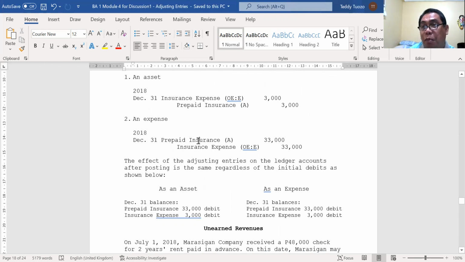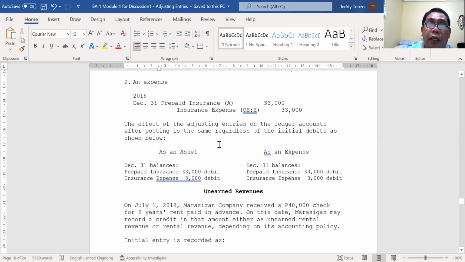The entire amount cannot be expense. Okay, because only at the end of the year, the expense for the period should only be the amount to be recognized. And then credit to insurance expense 33,000, because out of the 36,000, only 3,000 is expense. That is the proper accounting. Both are proper, but the expense method or the income method is more complicated.